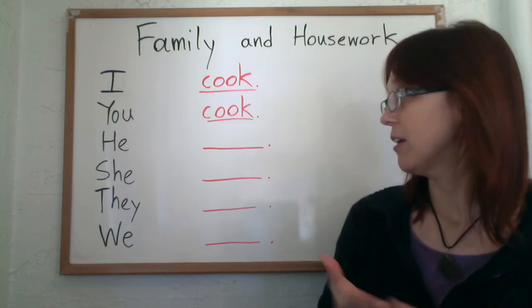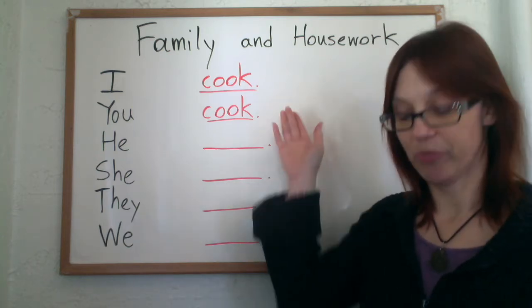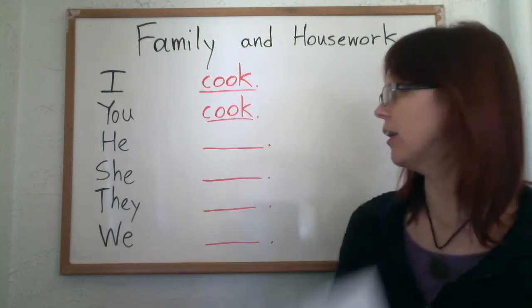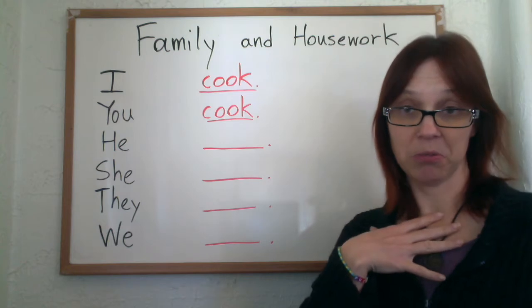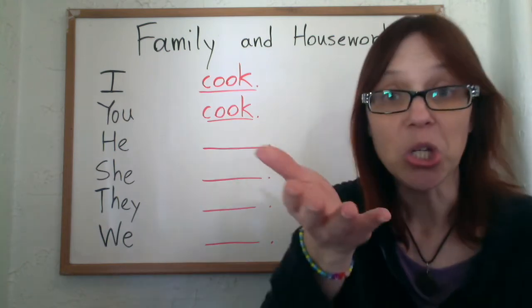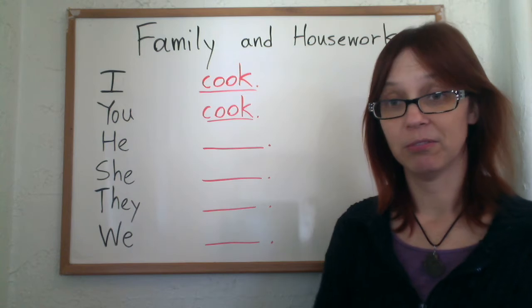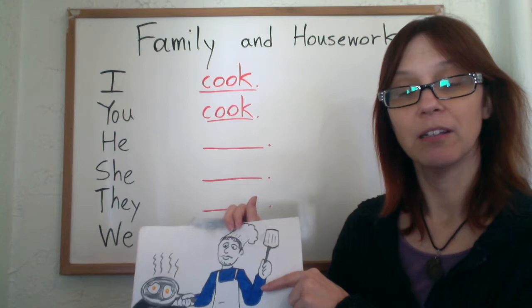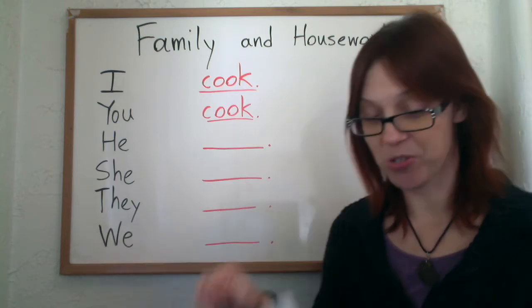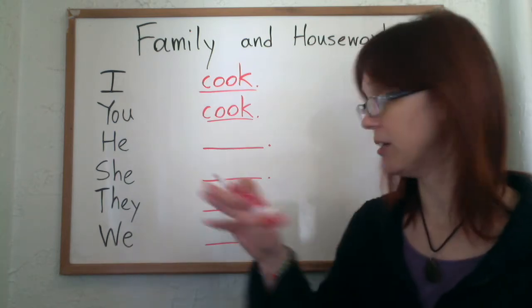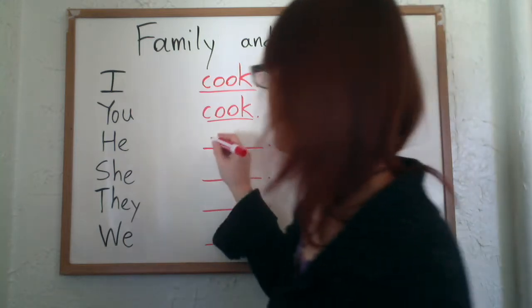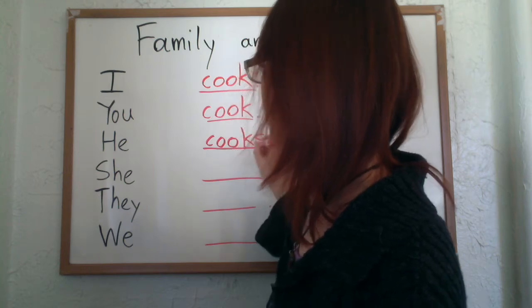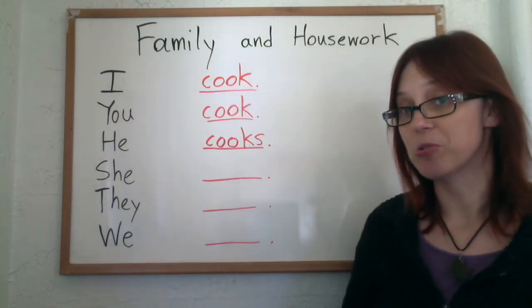So first, let's review this verb. Cook. I cook. You cook. He cooks. So remember, he cooks. There's an S. C-O-O-K-S. He cooks.